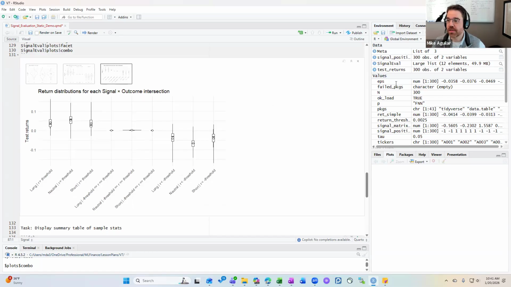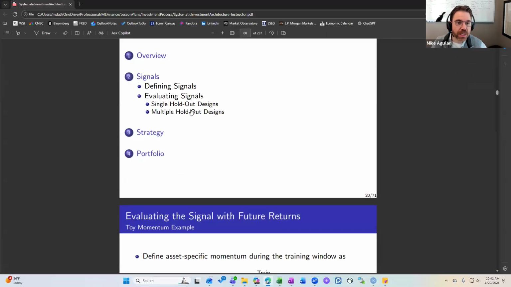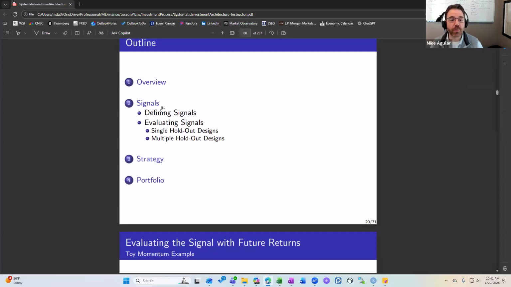So how are we going to test this? Let me pull over this PDF. This is the one that we've been playing with. I want to go to signals. We've defined the signals already. Now I want to talk about evaluating those signals. I'll focus on single holdout periods. Single signal, single signal. Try to say that a few times. The multiple holdout periods is very similar. It's just rolling it dynamically.